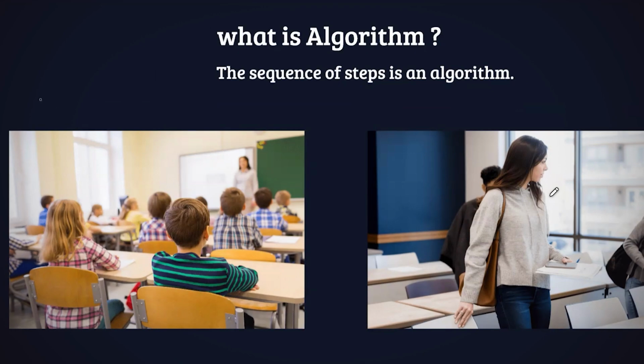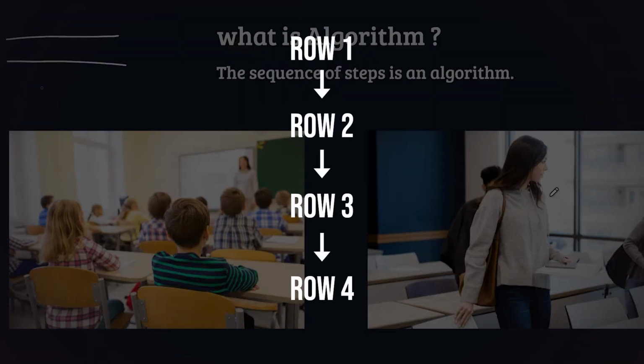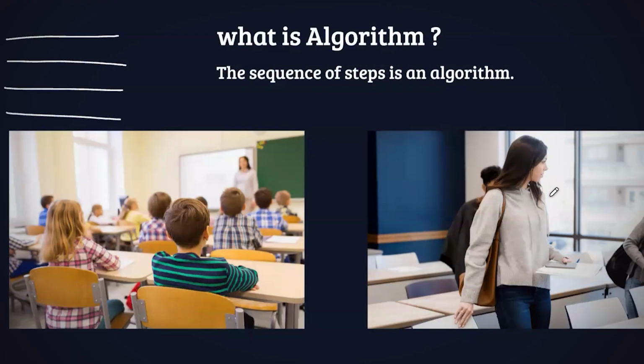Okay. So for example, you are in a class, sitting, and you want to find your friend. What will you do? You will first check row 1, then you will check row 2, then row 3, then row 4. Like this, you will go in a sequence, right? A sequence of steps is an algorithm. So this is what an algorithm means at a high level.